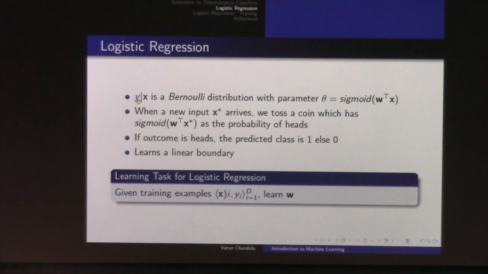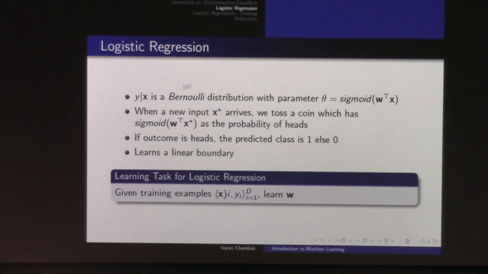So we say that y given x is a Bernoulli distribution. So y given x is a conditional random variable. Remember, x is not a random variable in this case. Y given x is a random variable, and we assume that it is a Bernoulli distribution, which means that it has only one parameter, which is theta, right? Remember, the Bernoulli distribution is like tossing a coin. So it has one parameter, which is the probability of heads, and that is given by sigmoid of W transpose x. Remember, sigmoid is 1 over 1 plus e power minus W transpose x.